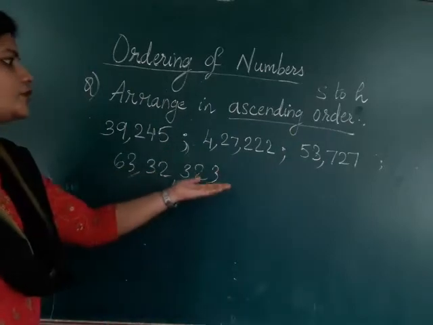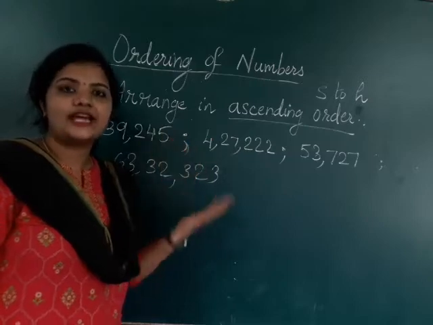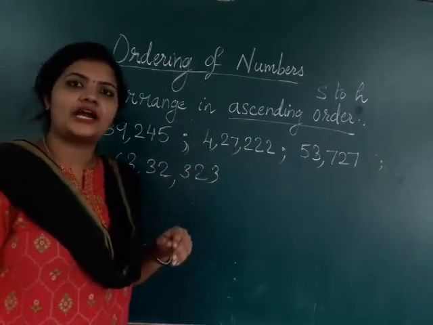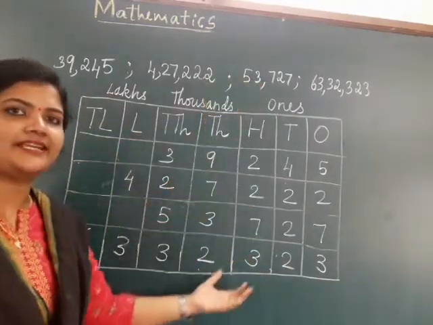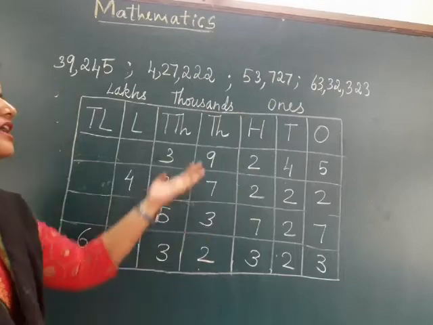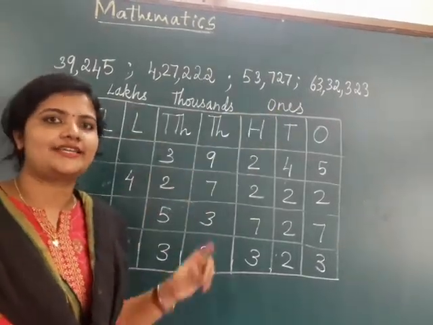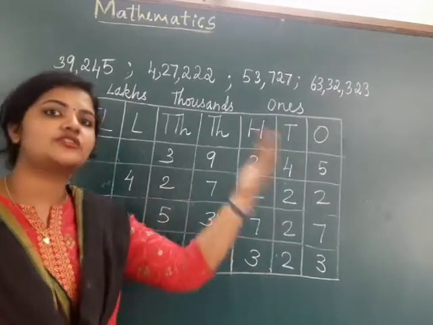Now let's see how to arrange these numbers in ascending order. For that, first you have to write all these numbers in the place value chart. Like this, I have arranged all the numbers in the place value chart, as you can see. So the question was to arrange these numbers in the ascending order. Ascending order means what? From the smallest number to the highest number.